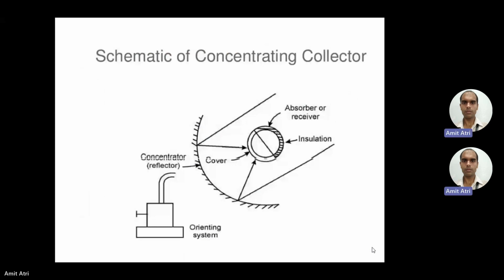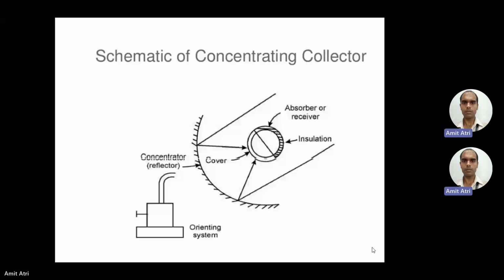So here we can see there is a reflector, that is basically the concentrator. So light is coming, striking the reflector and reflecting back, and they are converging to one very small area. So that is the absorber.